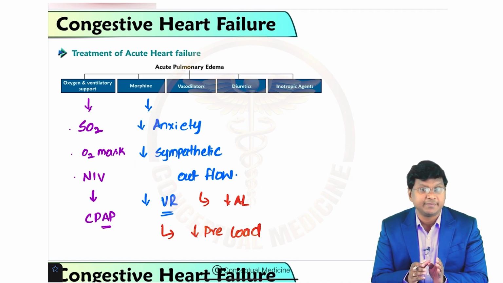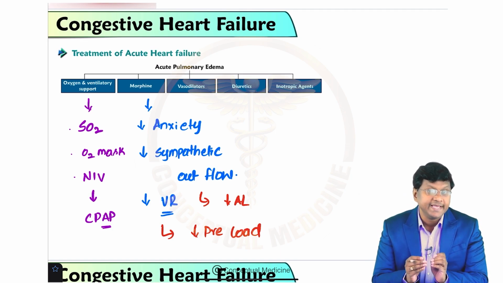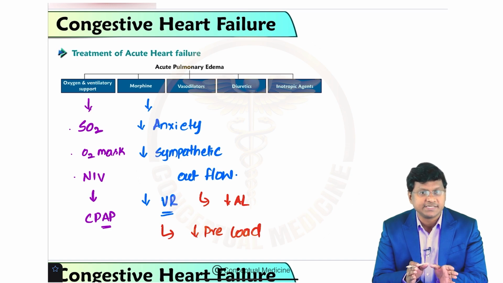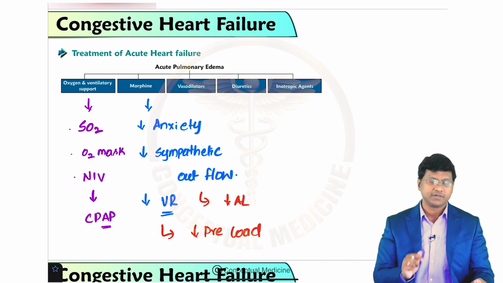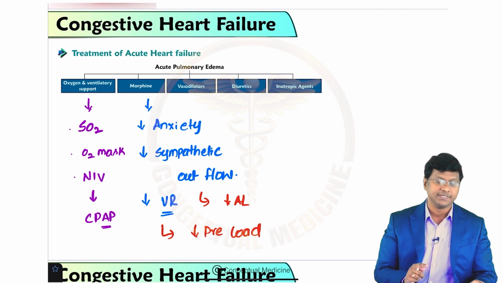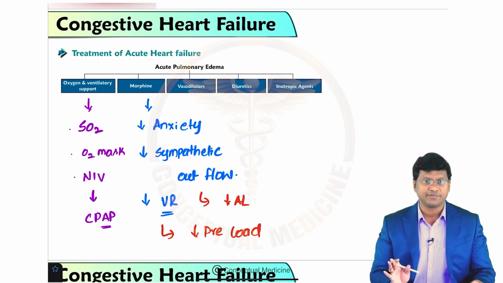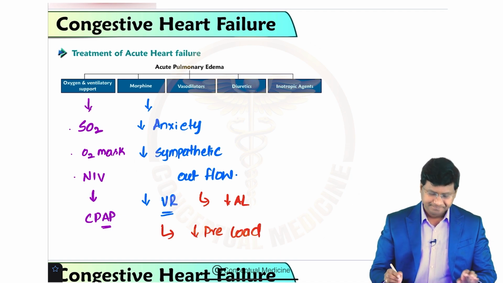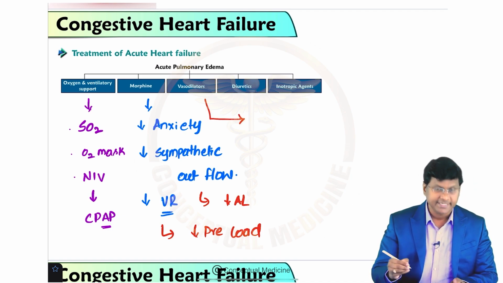And morphine is recommended for the treatment of acute severe pulmonary edema, especially if associated with restlessness and severe dyspnea. So mainly in individuals with restlessness, and when the dyspnea is very severe in acute pulmonary edema, morphine is recommended. What is the mechanism? It will reduce the anxiety, it will reduce the preload, and it will reduce the afterload. That is the role of morphine. Then the vasodilators.